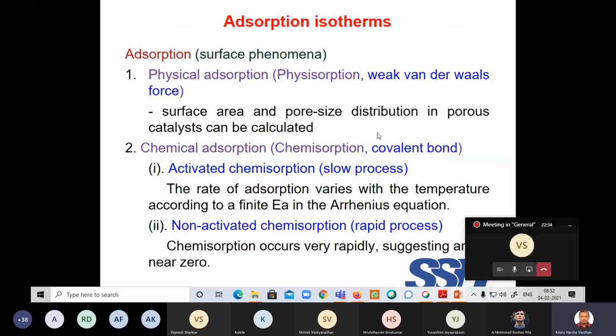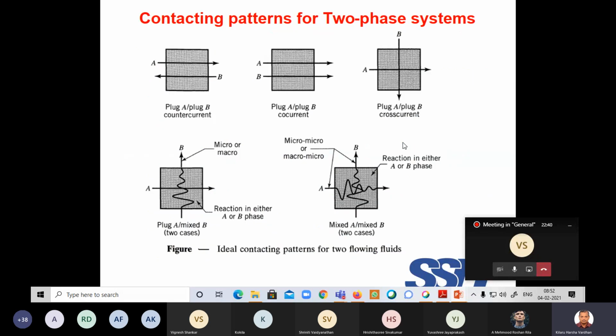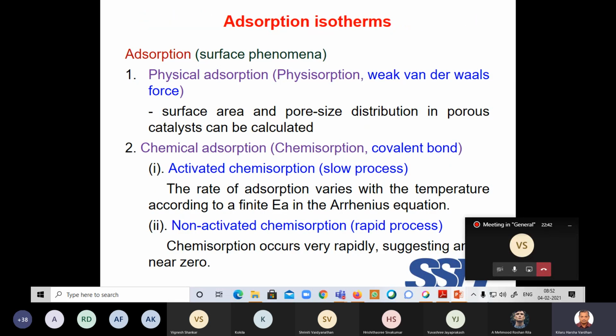Adsorption, because this is what is coming into the picture here. What is adsorption and all, right? So before that, I'll take a 5 minute break. I'll just come back.